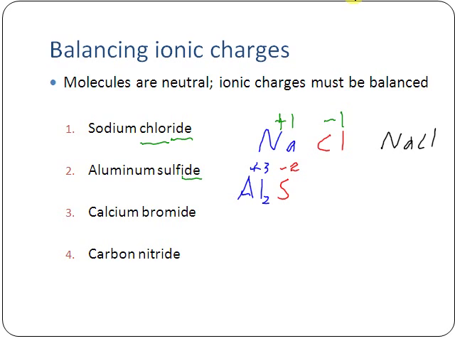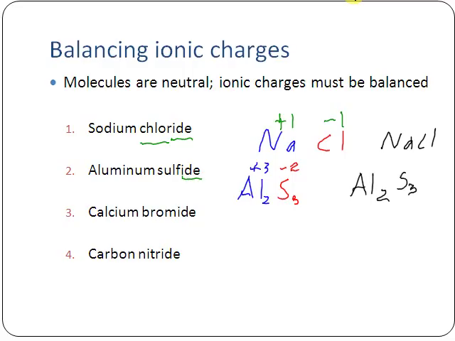For the sulfurs, each one is -2. That means to get a total of -6, I have to have 3 of those. And so my overall formula for aluminum sulfide is Al2S3, like that. And so that's how you'd work that out.